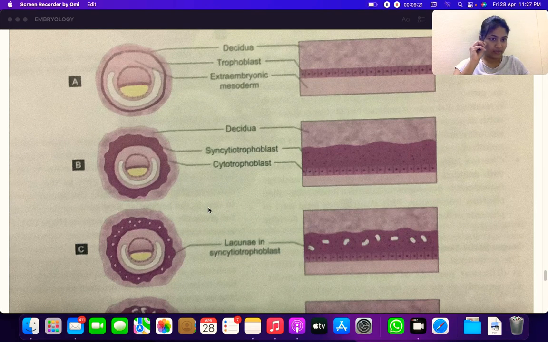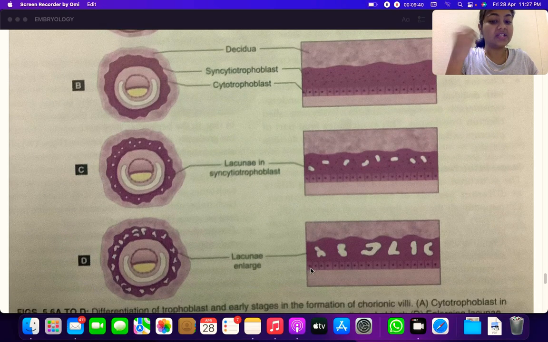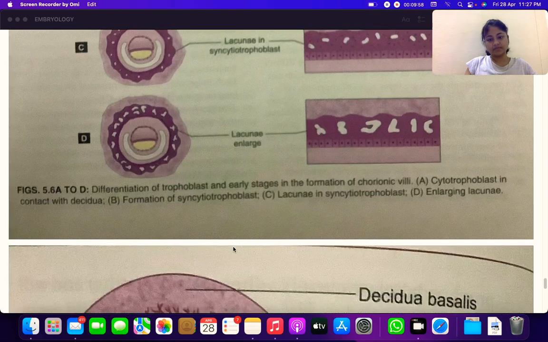But one thing you have to know is that villi have primary, secondary and tertiary stages of development. First, below the trophoblast you have a mesoderm. This trophoblast is differentiated into cyto and syncytio. The syncytio has lacunae, and these lacunae get enlarged and form trabeculae. So in primary villi, there will be a core of cytotrophoblast surrounded by syncytiotrophoblast. In secondary villi, the mesoderm invades. In tertiary villi, there will be capillaries inside the mesoderm.